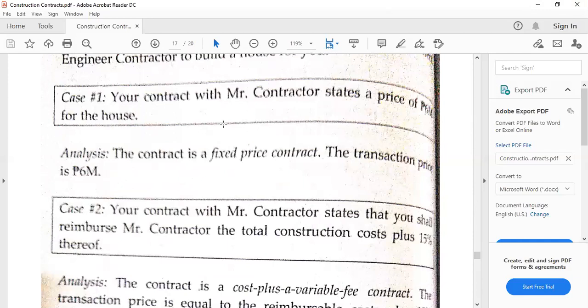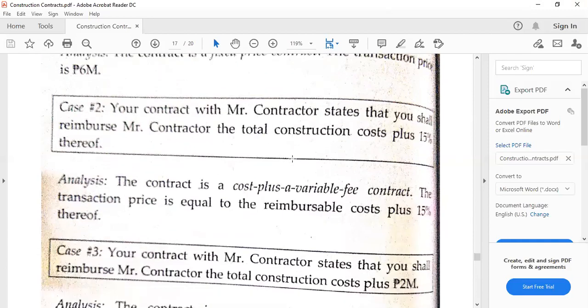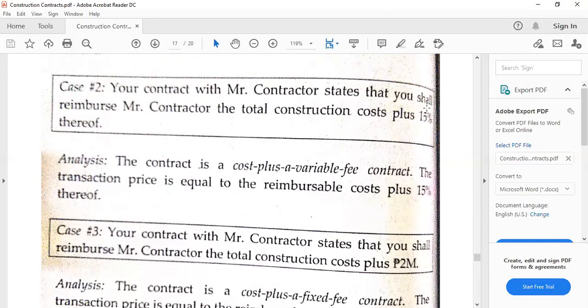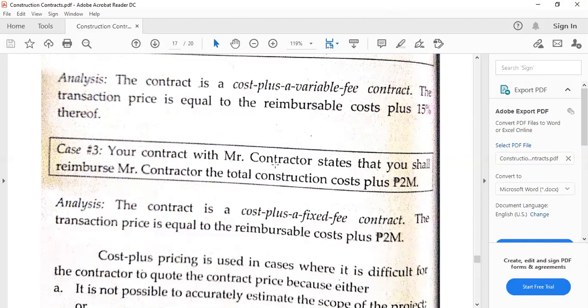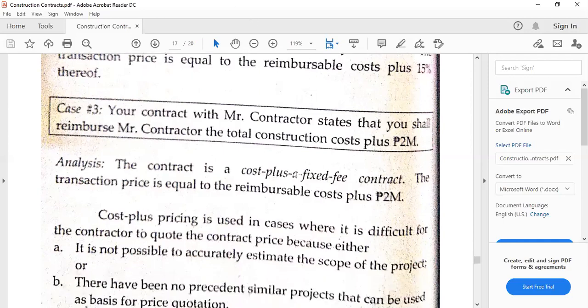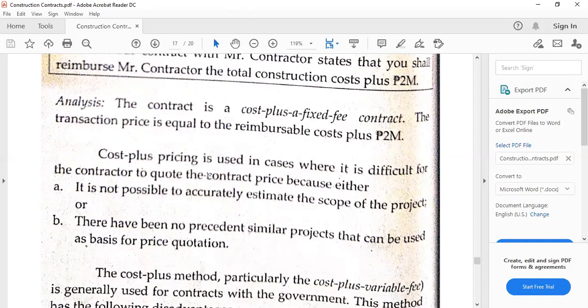So case one, the contract price is 6 million pesos, which is fixed. So this is a fixed price contract. If, for example, there is an additional 15%, then this is a cost plus variable fee contract. And then the contract states that there is reimbursement to the construction company for the total construction cost plus 2 million pesos. So this is with a fixed fee.